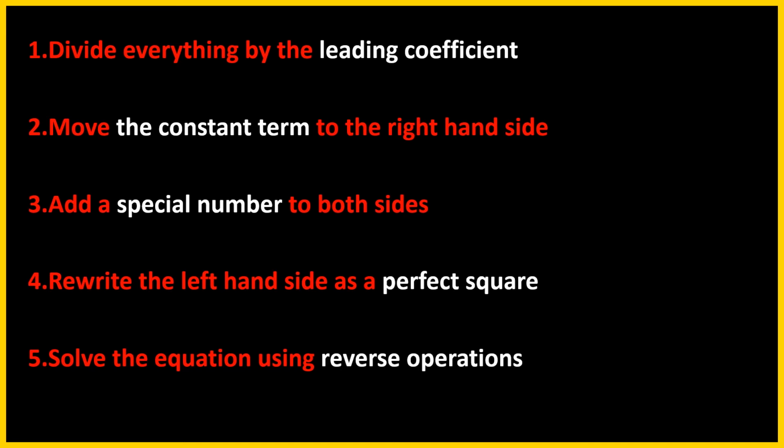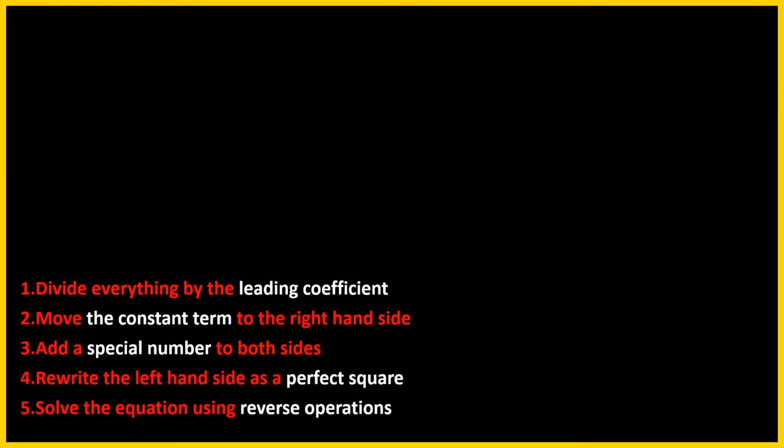Great. Now, let's go ahead and take a look at the first equation and use these 5 steps to solve the equation by completing the square. The first equation is negative x squared plus 4x plus 165 equals 0. So the first step is to divide everything by the leading coefficient. The leading coefficient is the coefficient of x squared, which means that, in this case, the leading coefficient is negative 1. So we need to divide everything by negative 1. So if we do that, we get x squared minus 4x minus 165 equals 0.